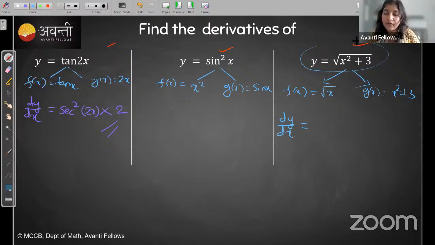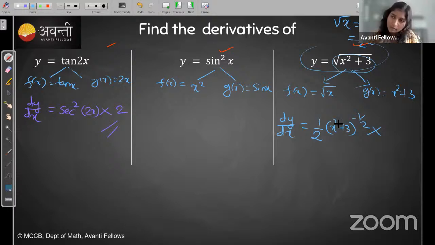Differentiation of this function first, f of x. Now, assume nothing is there under the root in place of x squared plus 3. Leave it. What will be the differentiation of root x? Root x is nothing but x raised to 1 by 2, right? When you differentiate it, you will get 1 by 2 into x raised to minus 1 by 2. So differentiation of root x will be 1 by 2 x raised to minus 1 by 2. So in the place of x, we have x squared plus 3, right? So I will write x squared plus 3 here. Now multiply.